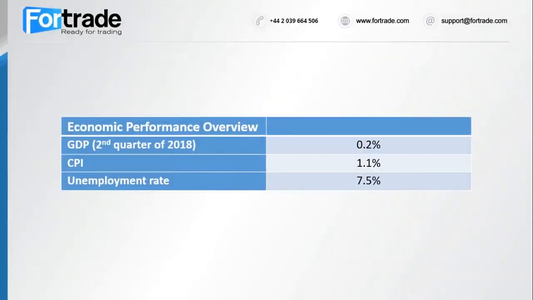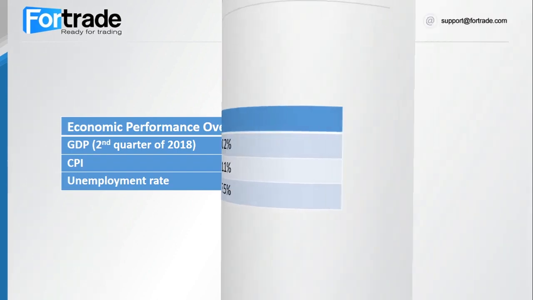As you can see, Eurozone GDP is currently only 0.2%. The inflation rate is 1.1%. This is worryingly low and well below the ECB target of 2% and is an important factor when the ECB decides the interest rate. The unemployment rate has been falling gradually and is now at 7.5%.